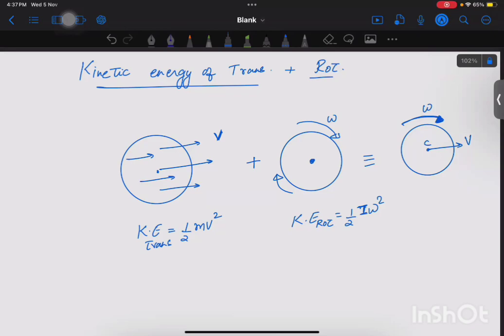And if we were to perform both of these motions together, then the kinetic energy, being a scalar quantity, will simply add. So the kinetic energy of any object which is in translation and in rotation is given as a sum of half m v square, where v is the velocity of the center of mass, plus half I omega square, where I is the moment of inertia about the center of mass, right?